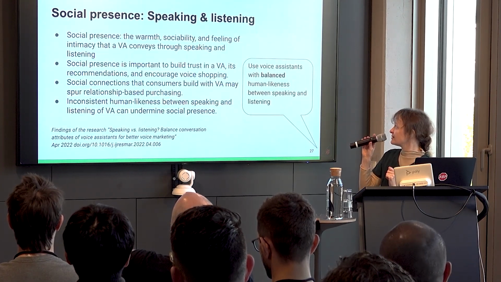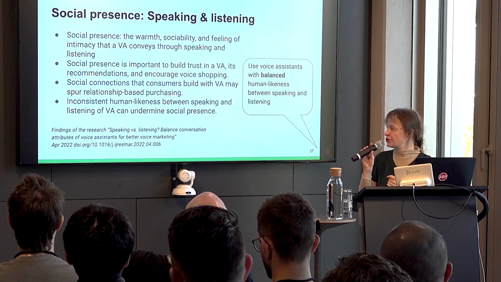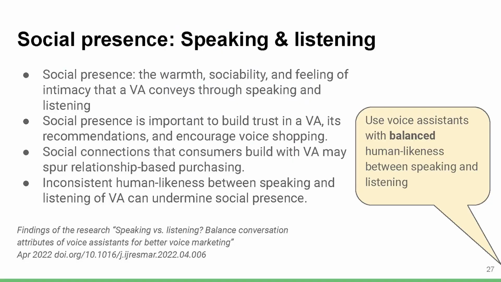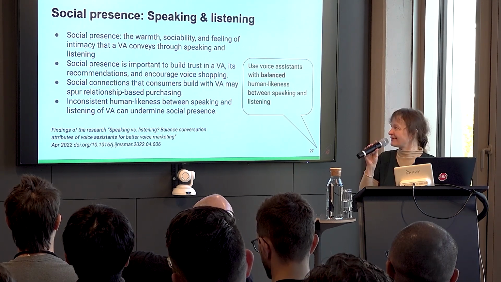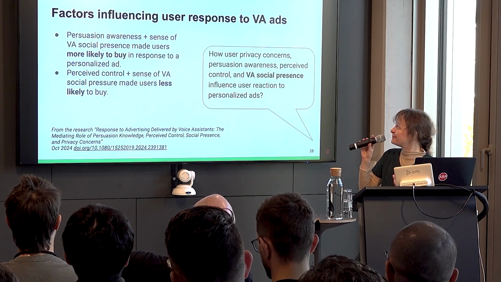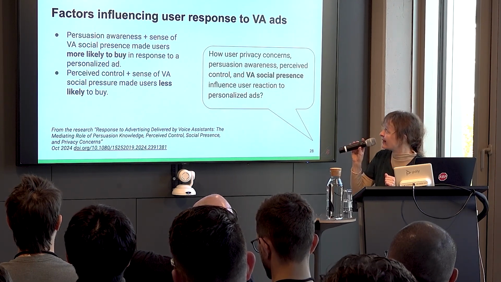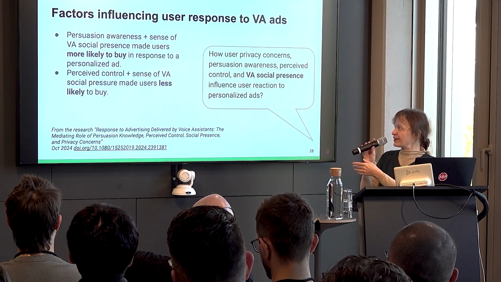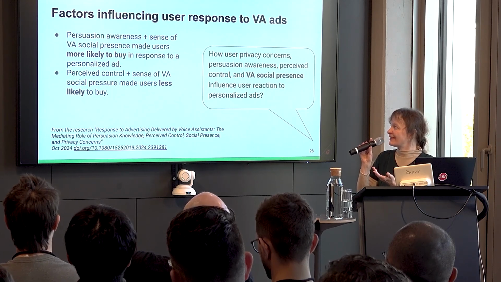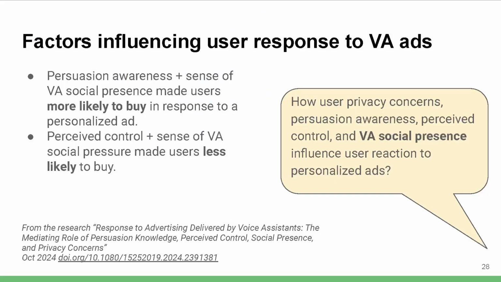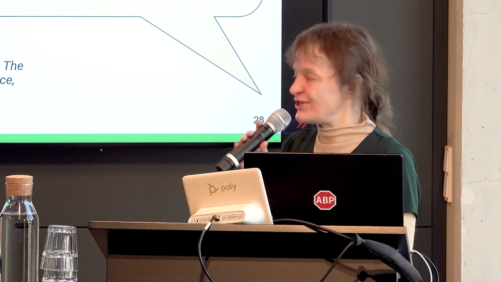For social presence, this research found that it should be a balanced human likeness. It should speak as well as it listens, so it's a balance of speaking. Also, there was a really interesting one: peer pressure. In the presence of voice assistants, when users realized they were being pushed into something, they would still buy. But if they felt they had some perceived control, they would reject the ad.